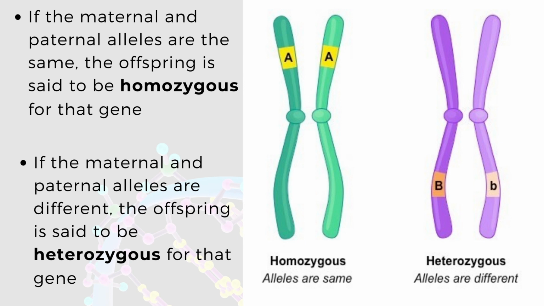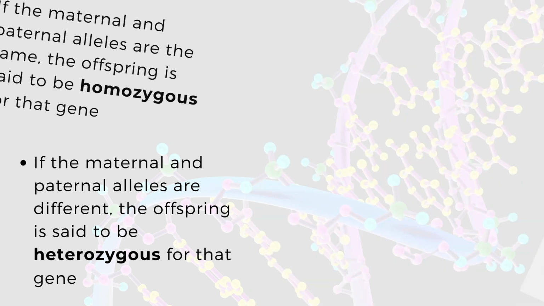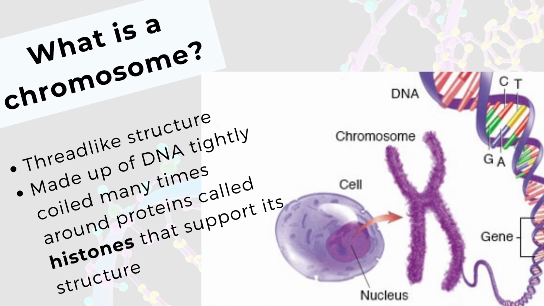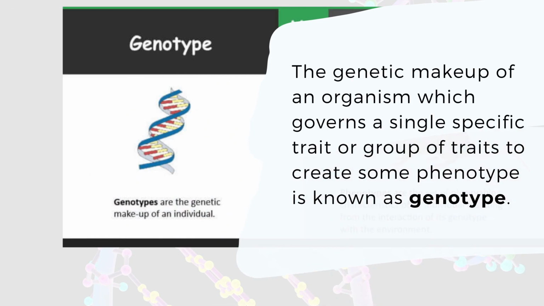The genes, the building blocks of heredity, are found in a structure inside the nucleus known as chromosomes. In the nucleus of each cell, the DNA molecule is packaged into thread-like structures called chromosomes. Each chromosome is made up of DNA tightly coiled many times around proteins called histones that support its structure. What a person looks like is the result of his or her DNA.